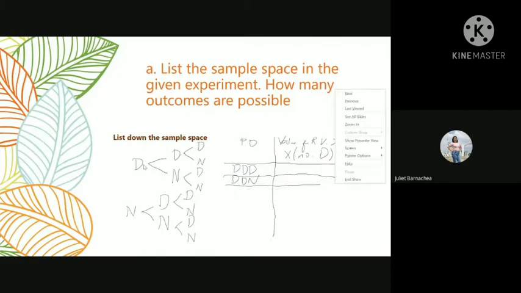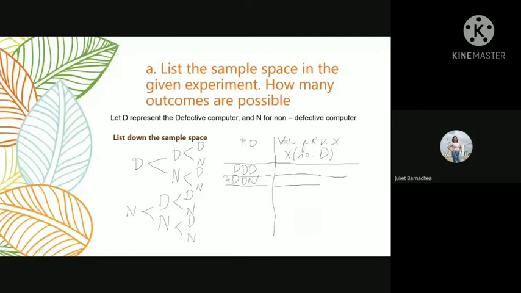Next, D, tapos na ako dito sa D. Ayan na, D, N na. D, N, D. Then D and N.